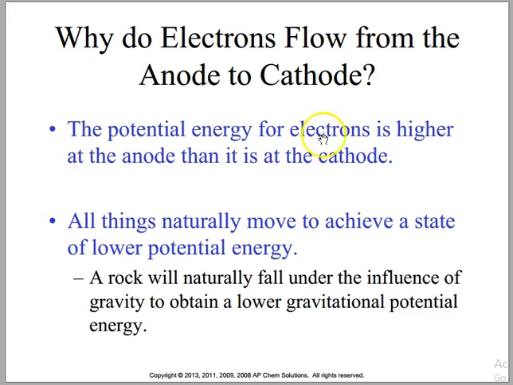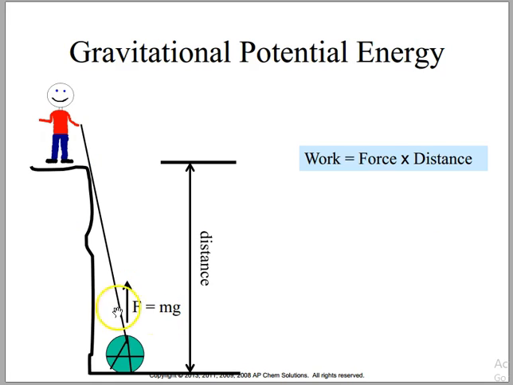So potential energy for electrons is higher at the anode than it is at the cathode. So all things move to achieve a state of lower potential energy, more energetically stable. So a rock will naturally fall under the influence of gravity to obtain a lower gravitational potential energy. So let's look at this from a kinematics point of view. So if we have gravitational potential energy, we can look at the potential energy to explain voltage.